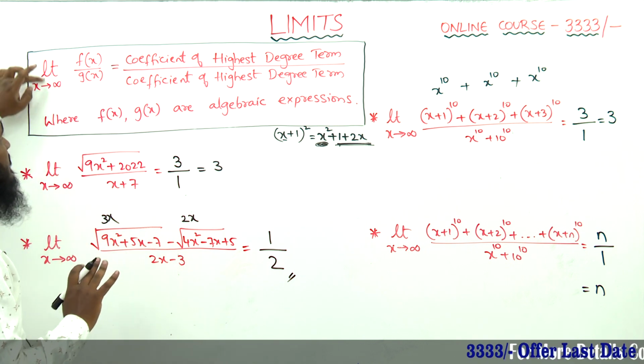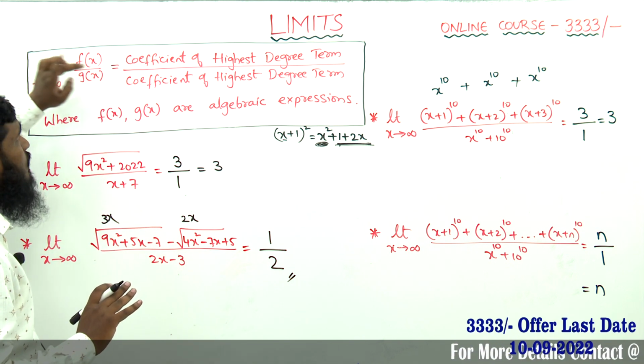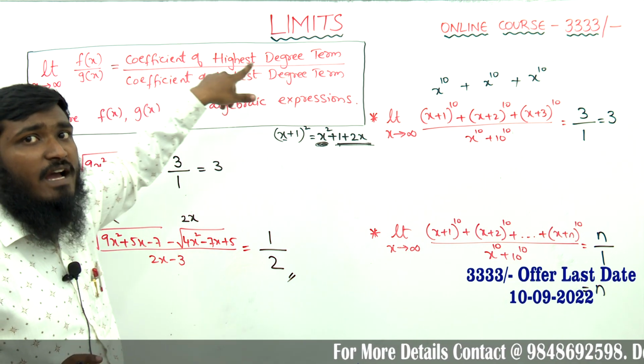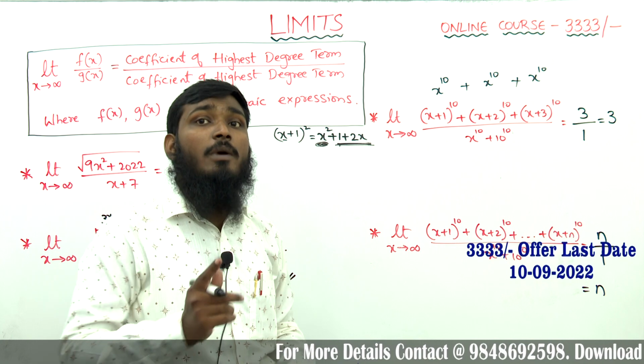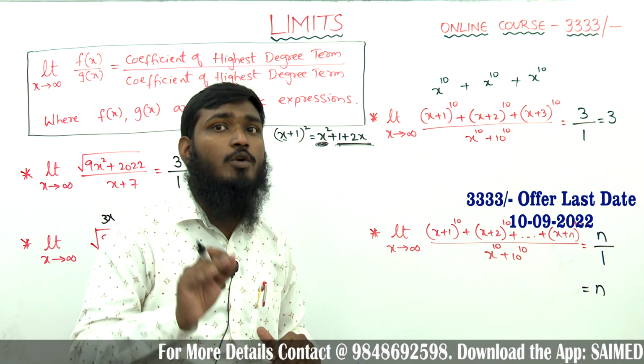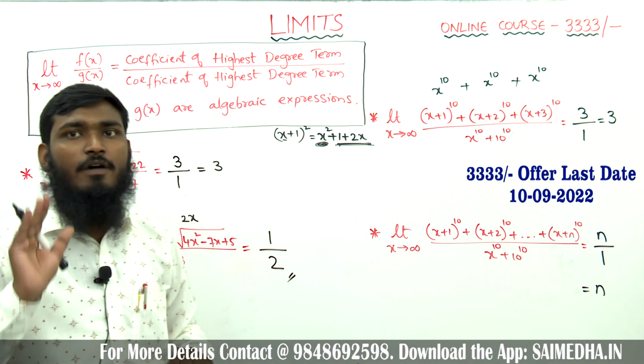I'll tell you once again: limit x tends to infinity of f of x divided by g of x equals the coefficient of the highest degree term in the numerator divided by the coefficient of the highest degree term in the denominator. But both the functions f of x and g of x, the numerator function and the denominator function, should be algebraic functions.